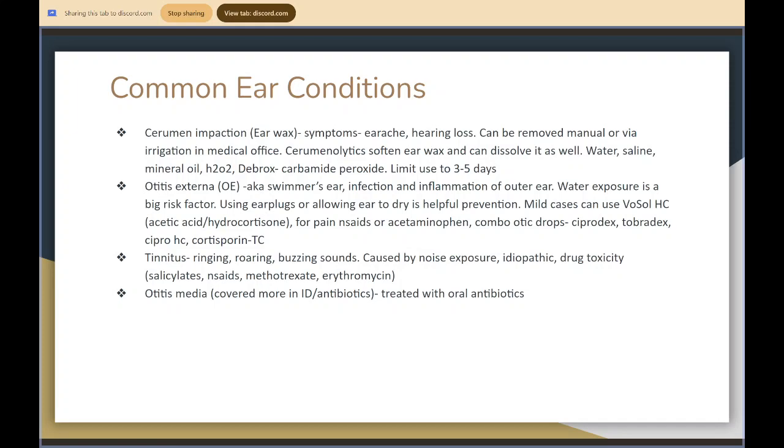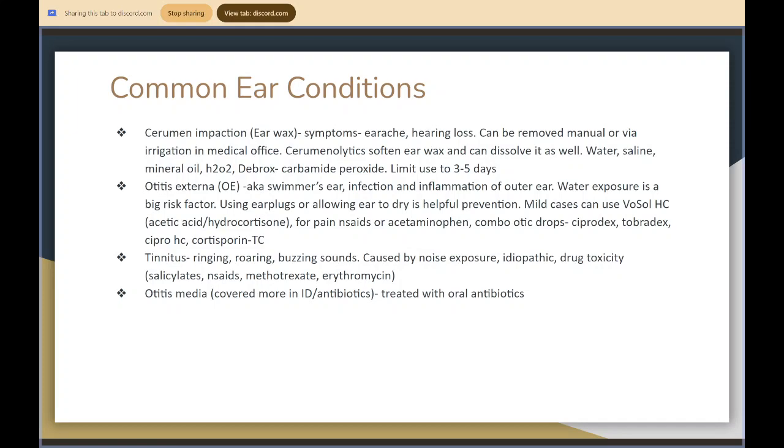Idiopathic and drug toxicity. So, drug toxicity is a testable concept, especially the adverse effects. The four most common that I found were salicylates, NSAIDs, methotrexate, and erythromycin. One that is not on here is, let's go back up to otitis externa.